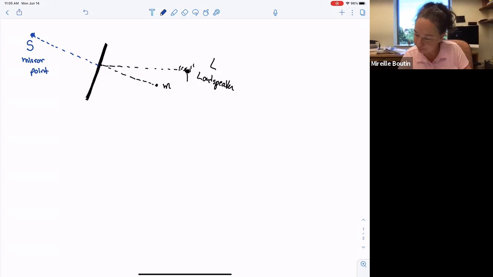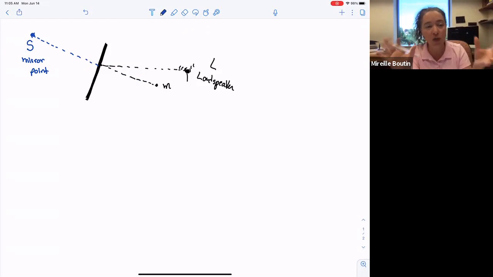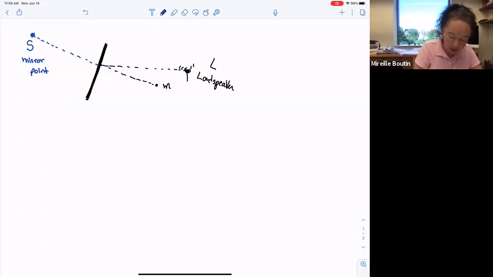All right, so my microphone hears an echo. And that's the first order echo. Obviously, the echoes are going to bounce again on the walls and create second order echoes, third order echoes, and so on. But we'll just focus on the first order echo. The reason we're interested in these first order echoes is that they give us the distance from the microphone to the wall. We are going to try and reconstruct the position of S, the mirror point.